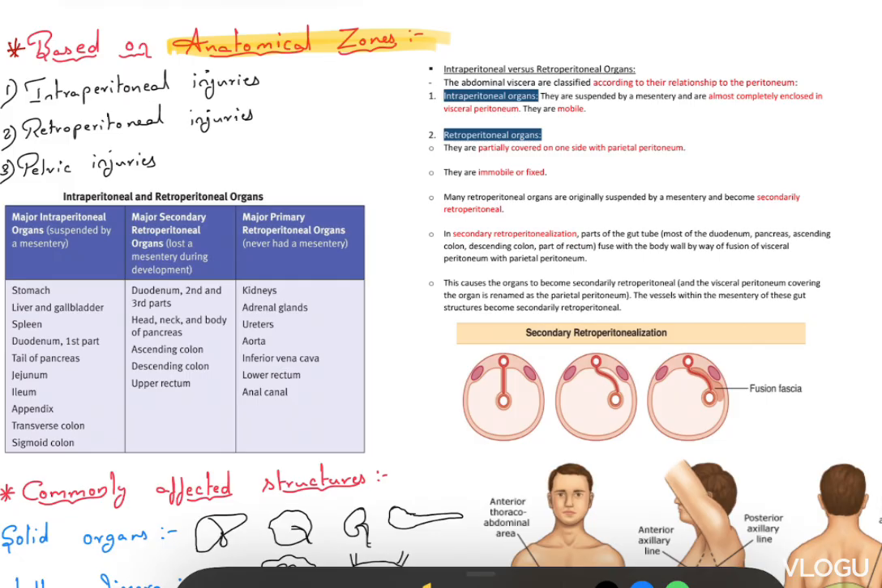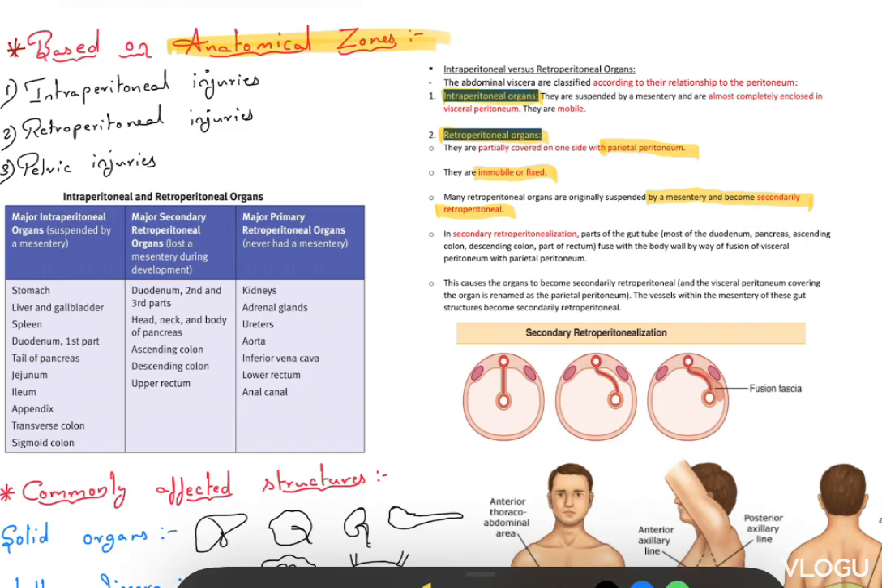The abdominal viscera are classified according to their relationship to the peritoneum. One is intraperitoneal organs. They may be suspended by a mesentery and are almost completely enclosed by visceral peritoneum, and they are very mobile structures. Next we can see retroperitoneal structures. These are partially covered on one side with parietal peritoneum, and these are immobile and fixed. Because of that, a high impact hit or traumatic incident will cause injury. Many retroperitoneal organs were originally suspended by a mesentery and become secondary retroperitoneal organs.